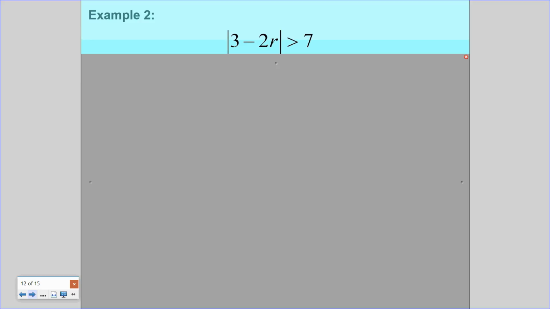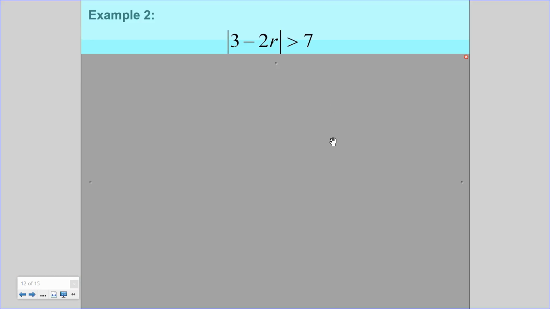Okay, so here's your next example. I'll let you go ahead and try this one on your own, where you set up your 2 inequalities, one equal to the positive and one equal to the opposite of the answer, and flipping the sign. When you're ready to check the solution, pause the video and then click play to check it.